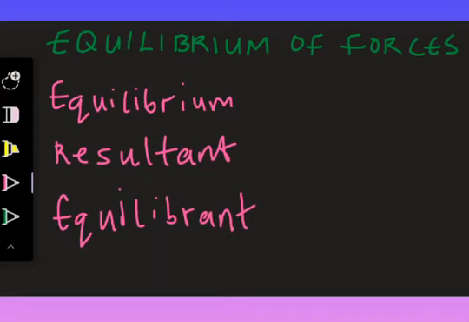So whenever you hear the word equilibrium, what comes to mind? What does it mean? Equilibrium simply means a state of balance. That means whenever some physical quantities are acting on an object, what's the effect that we observe on that object? That's what brings us to the concept of equilibrium.